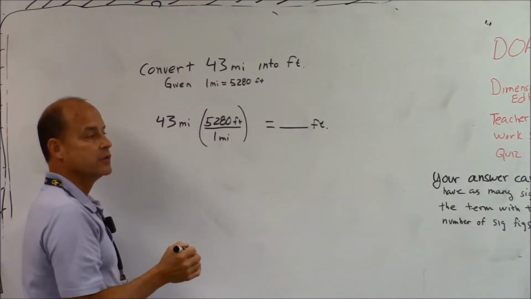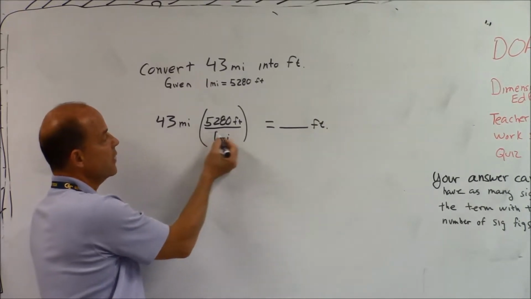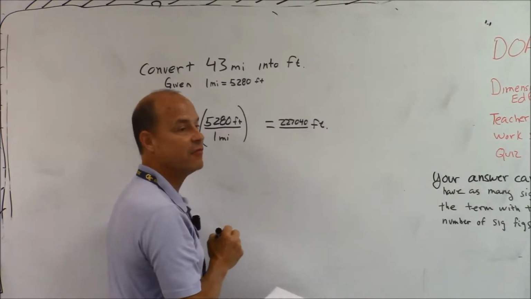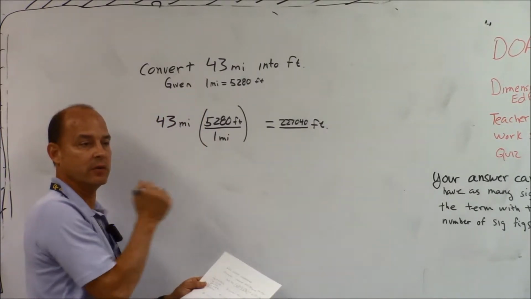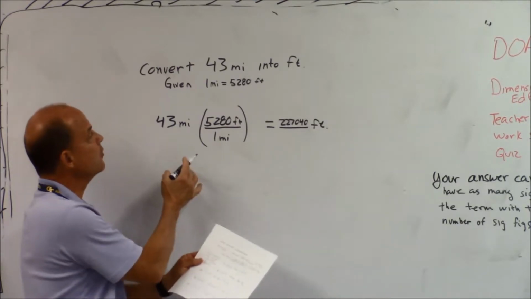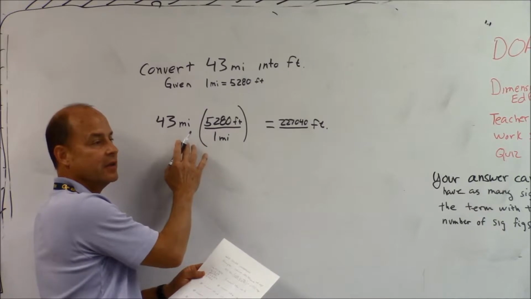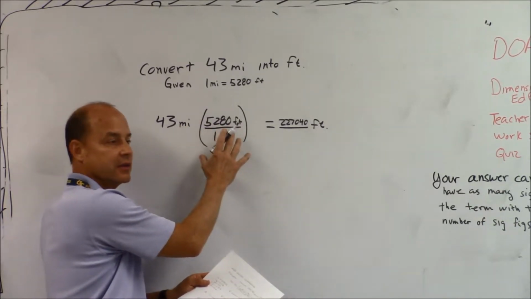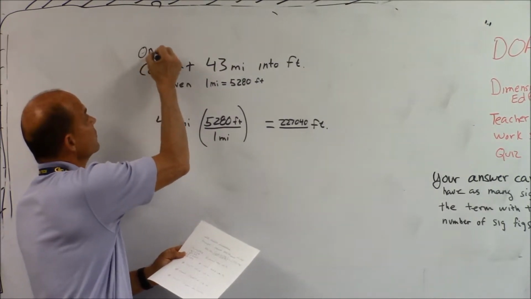Okay. So has someone done this one already? What happens when you multiply 43 times 5,280? 227,040. These are single variable problems. What do I mean by that? I'm talking about length. Length is in miles, length is in feet. We're only converting length. So this is a one variable conversion.